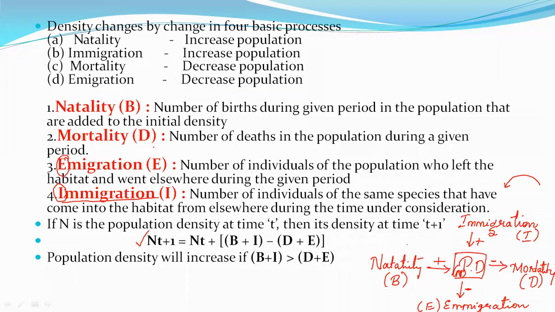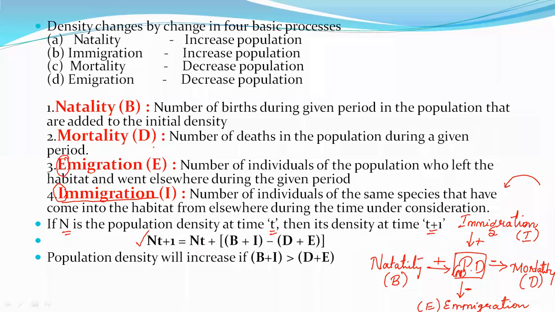You understood this now? In population density, which is N, immigration is I, mortality is D, natality or birth rate is B, and emigration is taken as E. Now if N is the population density at the time T, then its density at time T plus 1 is: N(T+1) equals N(T) plus B plus I minus D plus E, where B is natality, I is immigration, D is mortality and E is emigration.